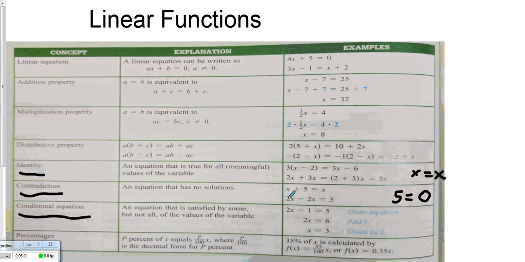Same thing over here. 2x minus 2x equals 5. Again, 2x minus 2x is just 0. So 0 equals 5. That is not true. If it ends up being an untrue statement, contradiction.